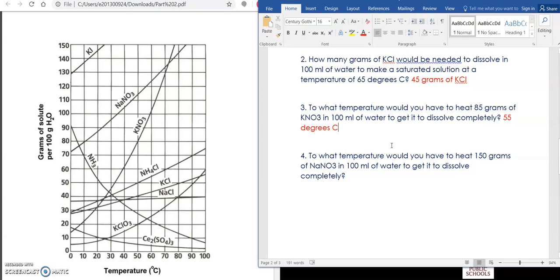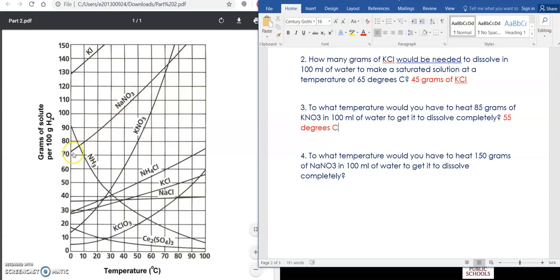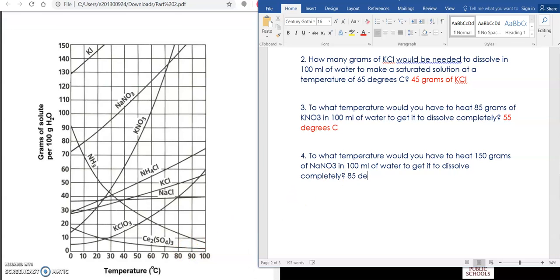So I see that line for NaNO3 is right here. It begins at saturation at a little more than 70 and goes all the way up to 150. It says I need to heat 150 grams and get that to dissolve. So I want to start way up here at where 150 is for NaNO3. And then I can trace down to what that temperature is where it's going to dissolve. In between 80 and 90, it's going to be 85 degrees Celsius. Let's make that red to make it easy to see.